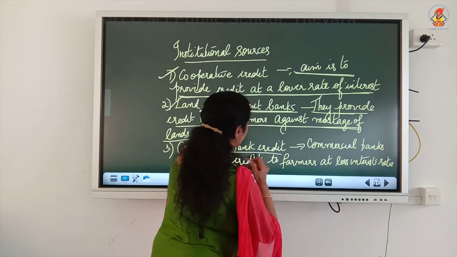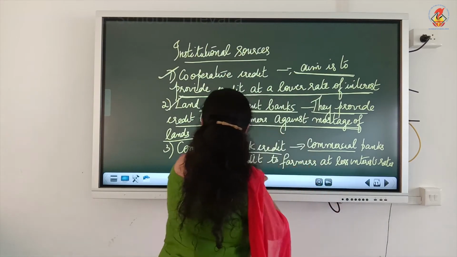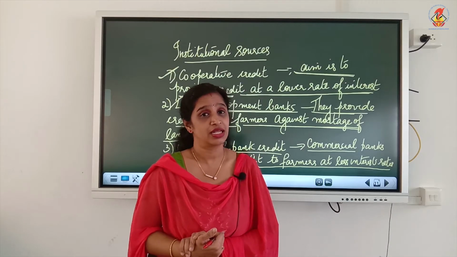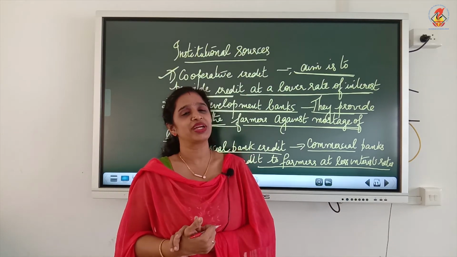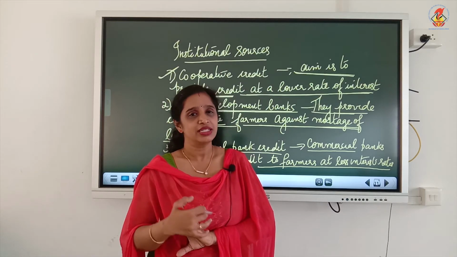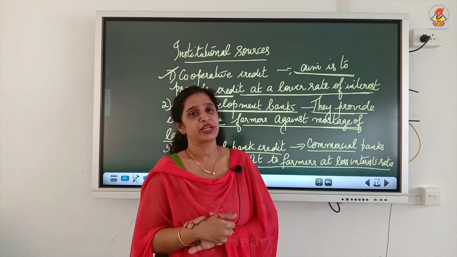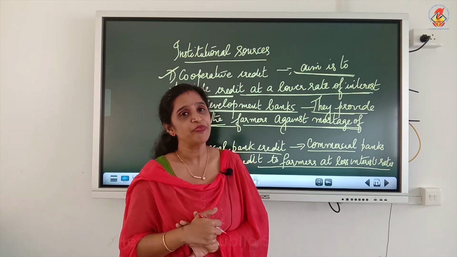Point number 3 is commercial bank credit. Commercial banks provide credit to the farmers at a lesser rate. The commercial banks which are providing the credit facilities to the farmers at a lesser rate are commercial bank credit. So when they provide this, it is again an encouragement for the farmers to take loans from the banks, to get the credit facilities from the banks and to improve their agricultural works.